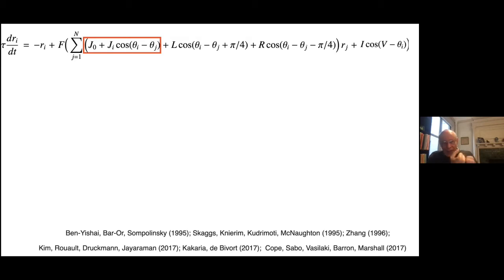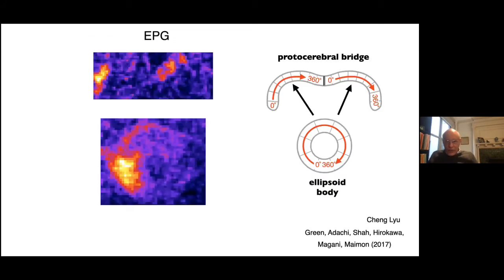I promise I'll come back to that at the end. The second question is, what is the purpose of such redundancy in having multiple compasses that get the same input? Yeah, so really, you should think of this as one compass. It's all the same cells.